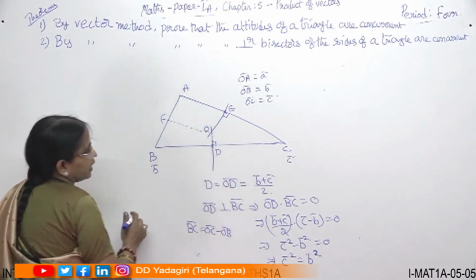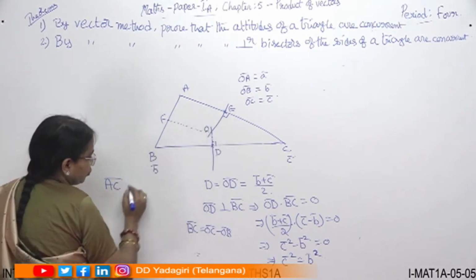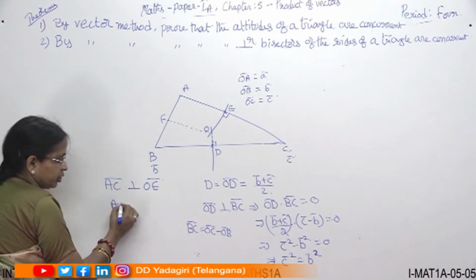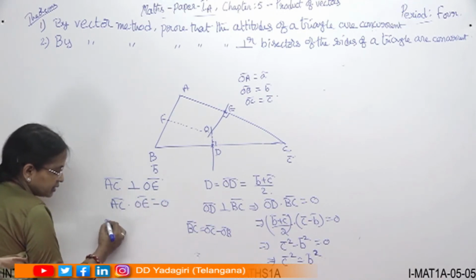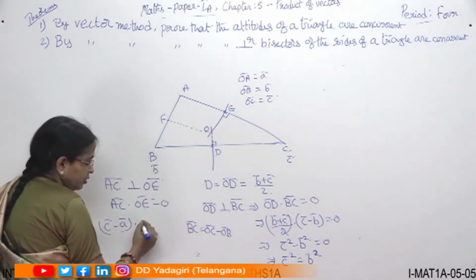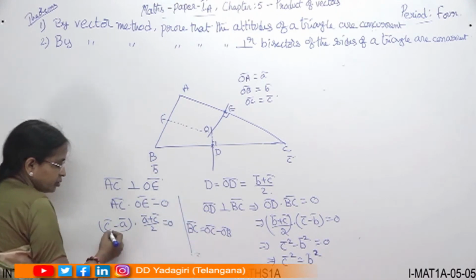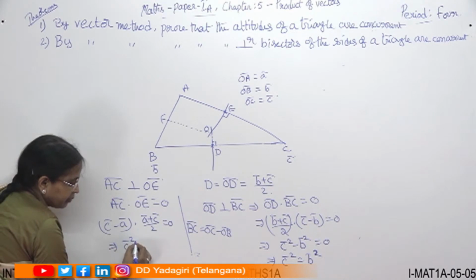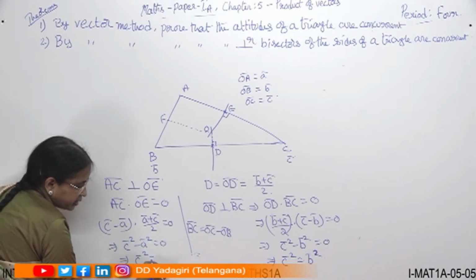Now again you take this AC. AC is perpendicular to OE. So AC dot OE is equal to 0. So AC means C minus A dot OE. E is the midpoint of AC, so it becomes A plus C by 2. So C minus A dot C plus A by 2 is 0. So you'll get C square minus A square is equal to 0, or C square is equal to A square.